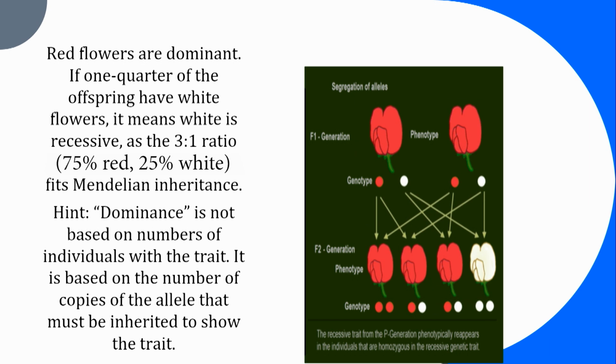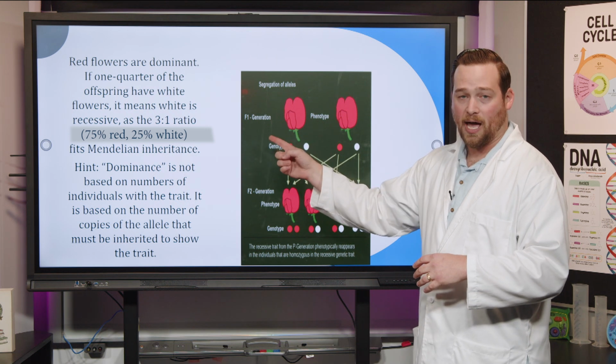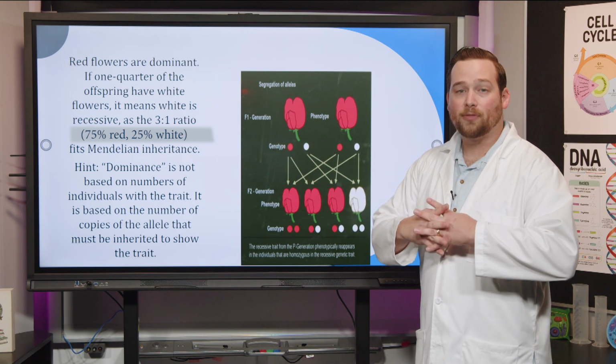So what would happen though, now what we're gonna do, this says red flowers are dominant. And we know that because 1/4 of the offspring have the white flowers, and this means that white is recessive. Okay, we're seeing a 3-to-1 ratio now. So what I wanted to talk about now, we took those hybrids, right? This is the F1 generation, okay? These are the hybrids that we made. Well, now we're gonna breed them together.